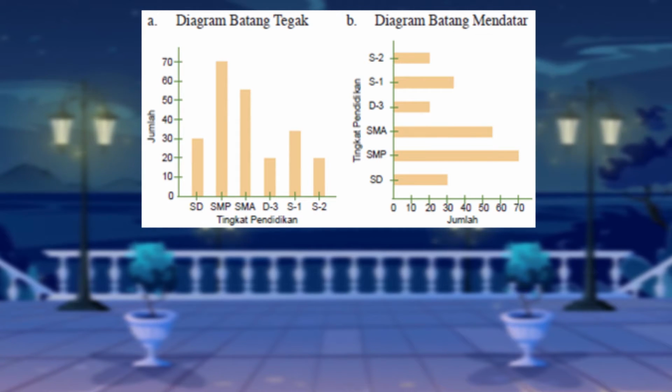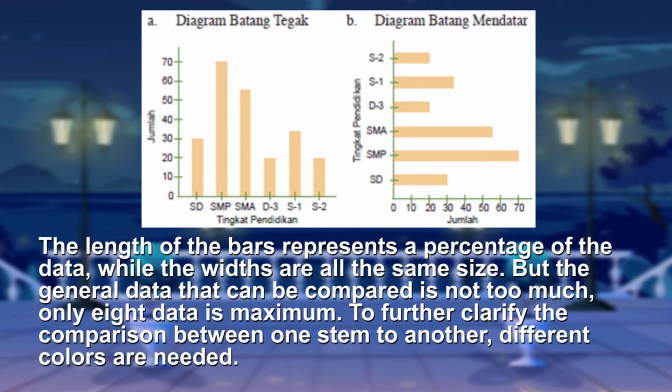As you can see in this picture, the length of the bars represents a percentage of the data, while the widths are all the same size. But the amount of general data that can be compared is not too much. Only 8 data points is the maximum.